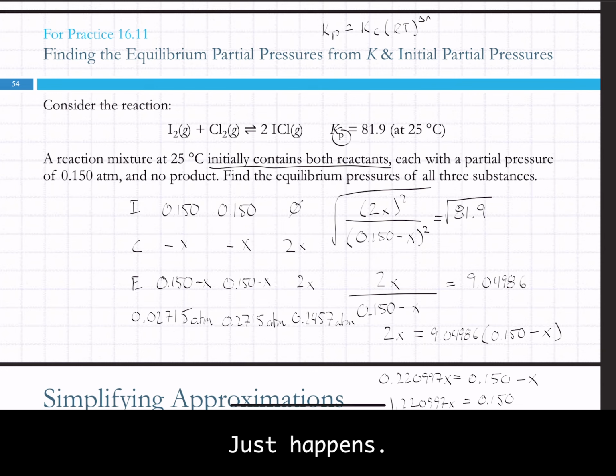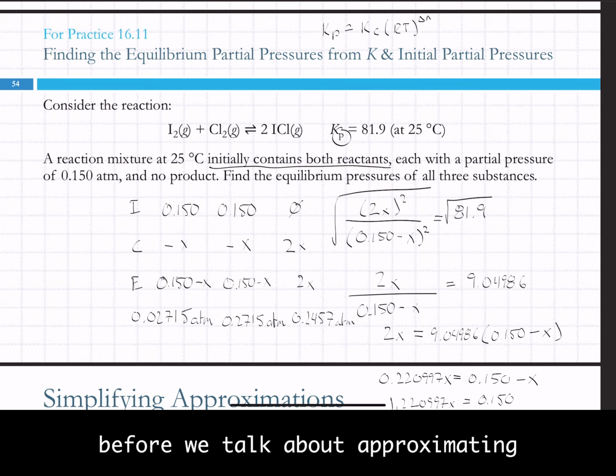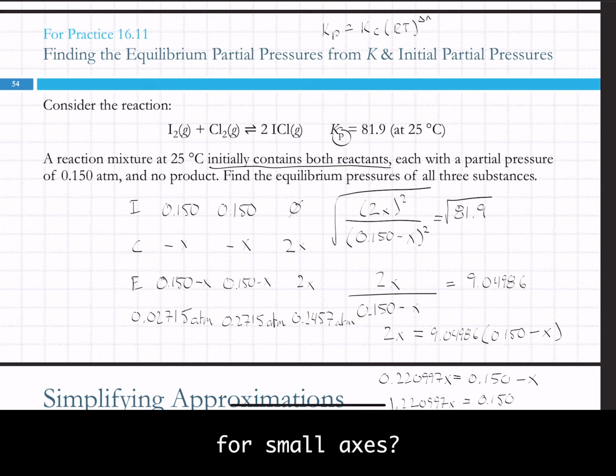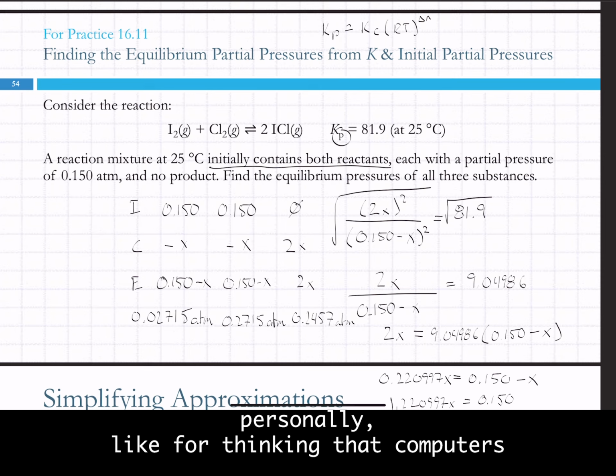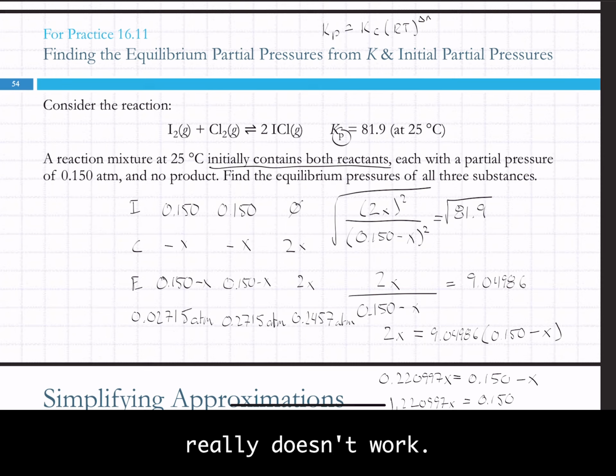Just happens. Any other questions before we talk about approximating for small x's? Make sure the units are right, it's supposed to be 3, or it doesn't matter. That's supposed to be 3.